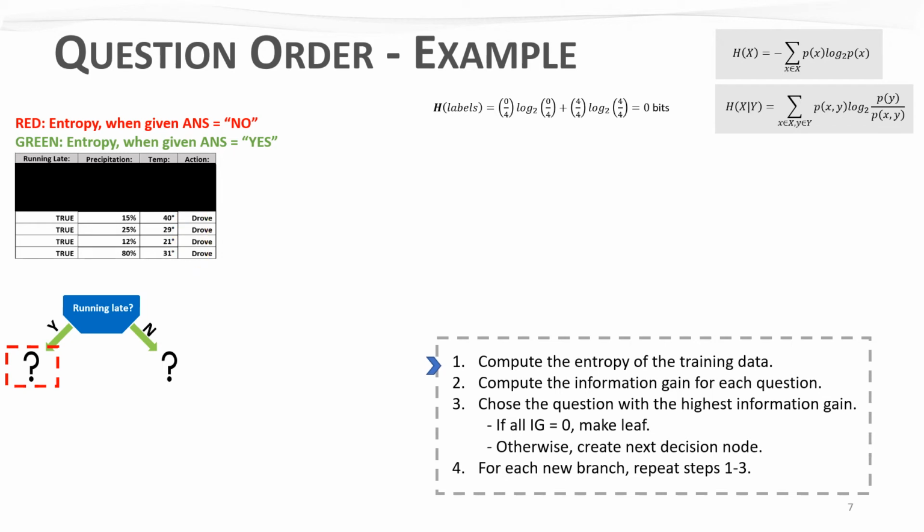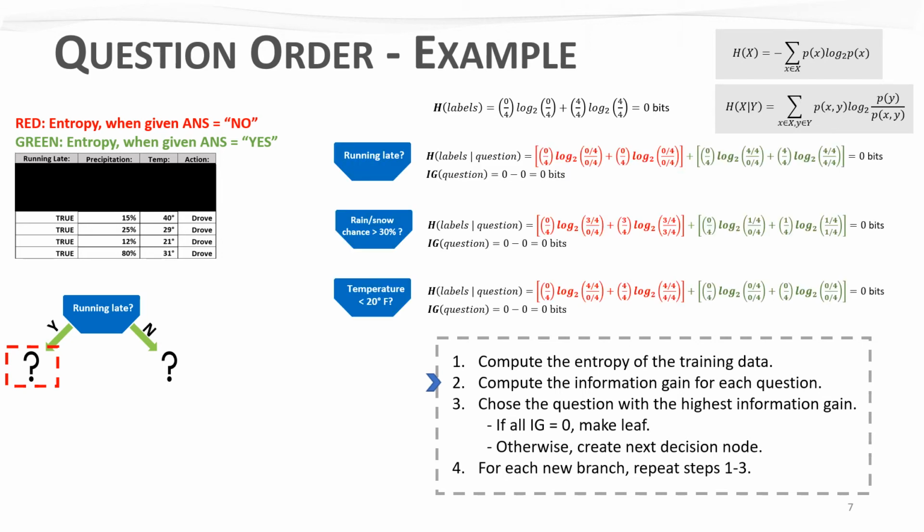And for step 2, all the information gains are 0. As a rule, 0 set entropy implies 0 information gain. And whenever we have 0 information gain, we need to create a leaf. Here, the leaf assigns a value based on the majority vote of this subset. Since 4 out of 4 labels in this subset are drove, this leaf will predict drive.